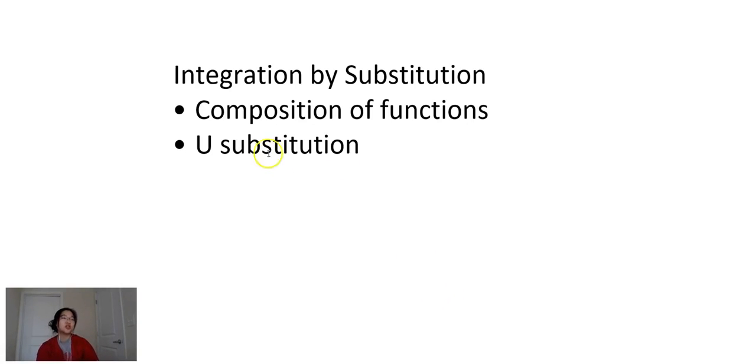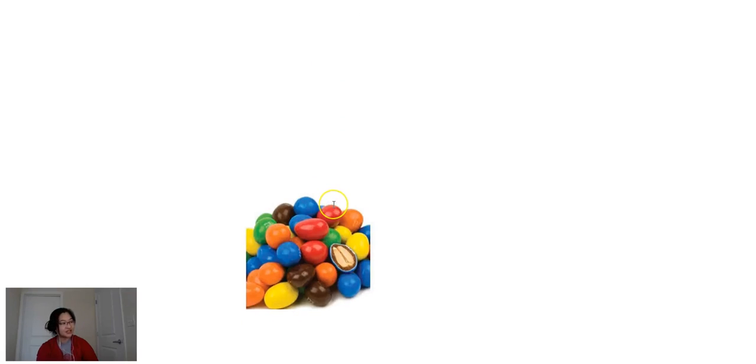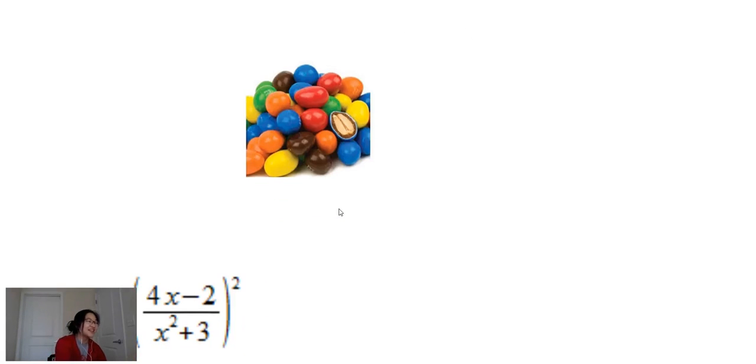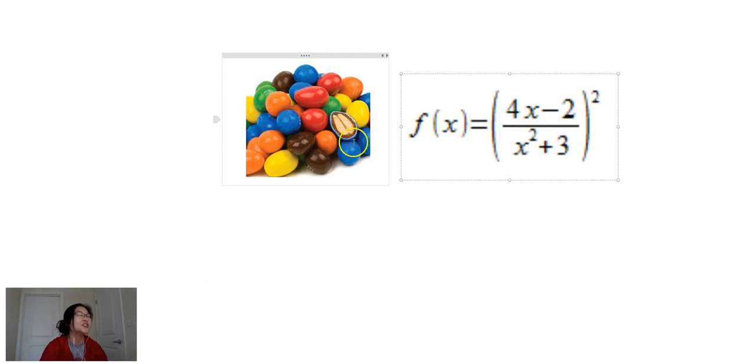So first, let's talk about composition of functions. There's an analogy of composition of functions, and I'm laughing because it feels silly, but it also is very helpful. If we're looking at a function like f of x equals (4x minus 2 over x squared plus 3) quantity squared, there's an inside function and there's an outside function. The inside function we're going to call the peanut, and the outside function, these are peanut M&Ms. Sorry if I didn't mention that. These are peanut M&Ms, so we have peanuts on the inside and then M&M chocolatey goodness on the outside.